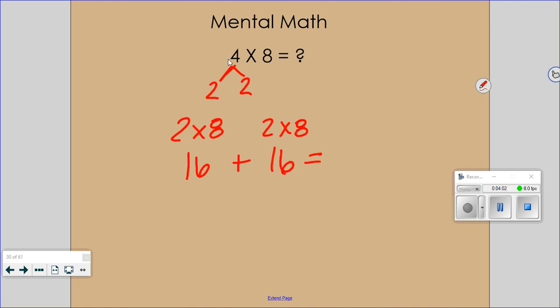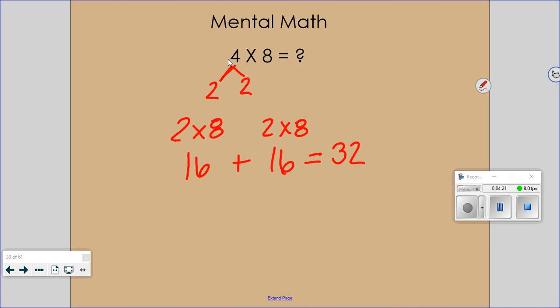I can do that in my head. 1 ten plus another 10 is 2 tens. 6 plus 6 is 12. 2 tens plus 12 gives me 32. Love that, Scarlett.